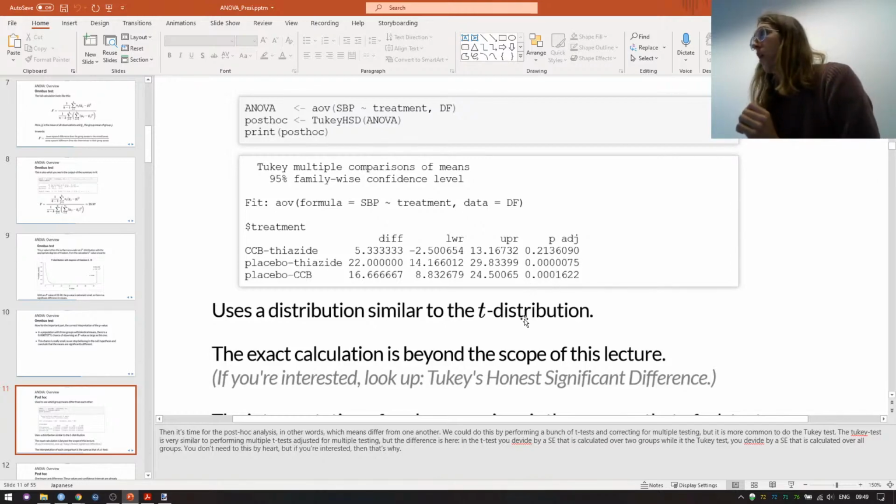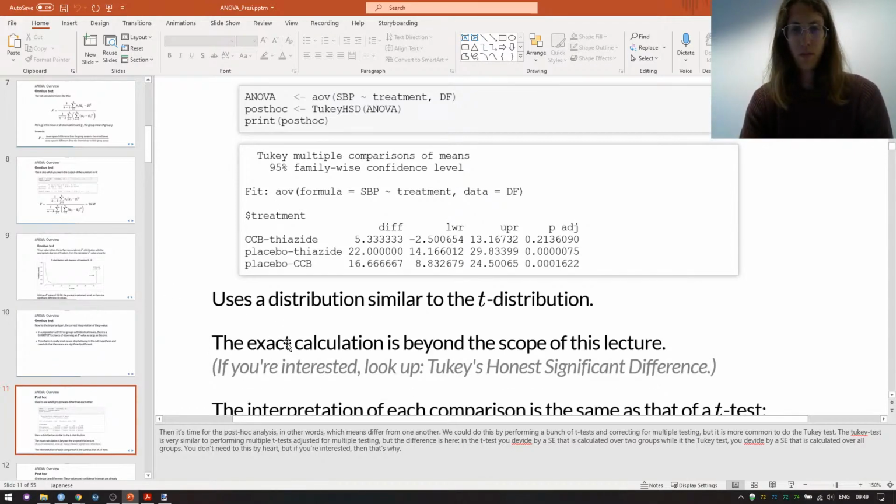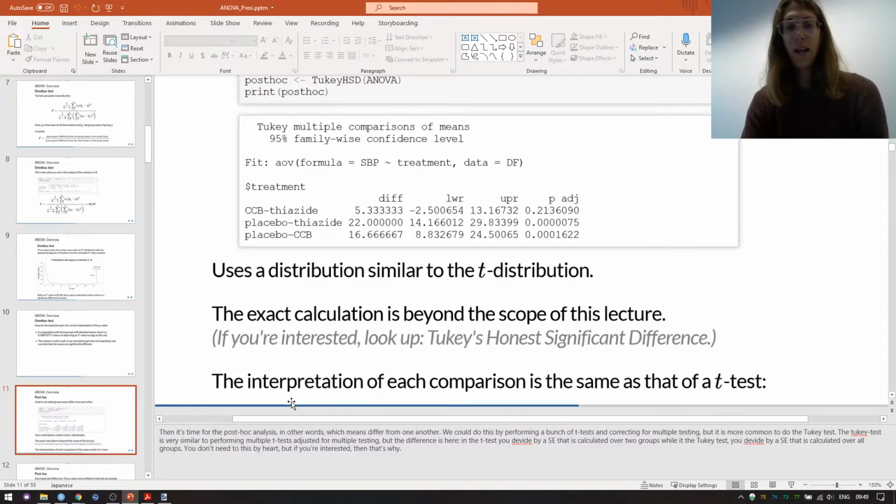And please be aware that if you're doing a Tukey HSD, you are already correcting for multiple testing. So there's no need to do that again. But if you're doing a t-test, then you should do multiple testing. Okay, and the interpretation of the Tukey HSD is basically the same as the t-test. Also, these tests are very similar, but we'll get into that a bit later.